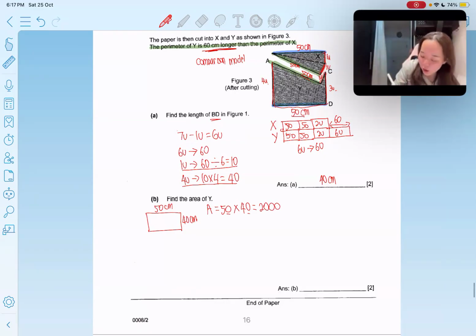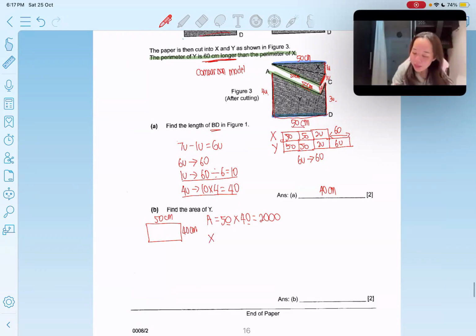How do I find x? Can you see that x is actually made up of 2 triangles? 2 similar triangles. So I just need to find one triangle and then I multiply by 2. So this is a triangle that I'm going to draw. I need to know what is my base and what is my height. My height here is 1 unit, which I already found out that 1 unit is 10 cm. And then what is my base? My base, I know that it is 50 cm.